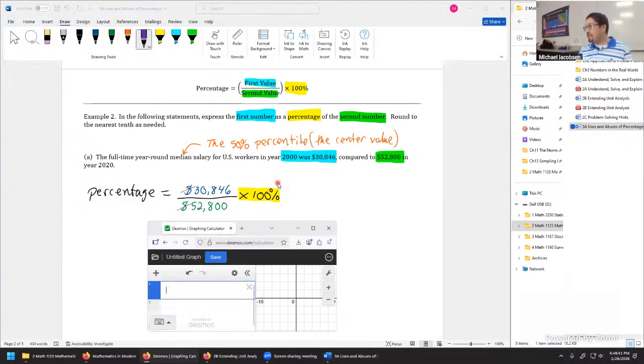So let's throw this one into the calculator. 30,846 divided by 52,800. I've been trying to be a little bit better on the notes on the rounding, so we don't have to have all those edits in red. This one will be rounded to the nearest tenth as needed. But when this rounding is indicated, it means the percentage is going to be rounded. So we don't round here yet. We'll round after we go times 100. So nearest tenth just means one decimal place. And we get a 58.4%.